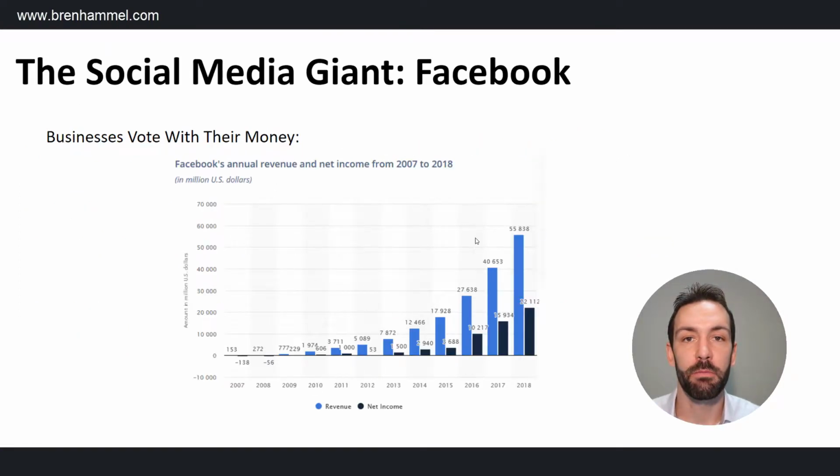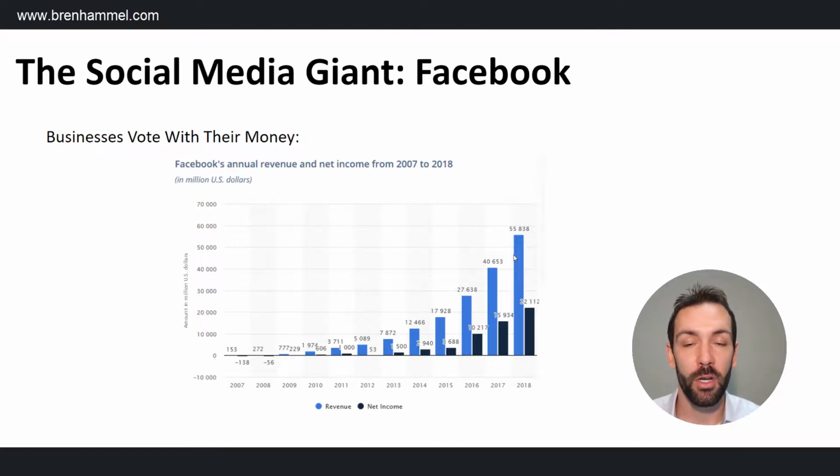The opportunity on Facebook is absolutely massive. Now businesses are literally voting with their wallets. You look at the revenue and the net profit that these guys are generating: just a handful of years ago, they were in the low billions. I know that's a huge number, but they're quickly approaching 100 million. It will only take a couple of years for them to get to 100 billion in revenue.